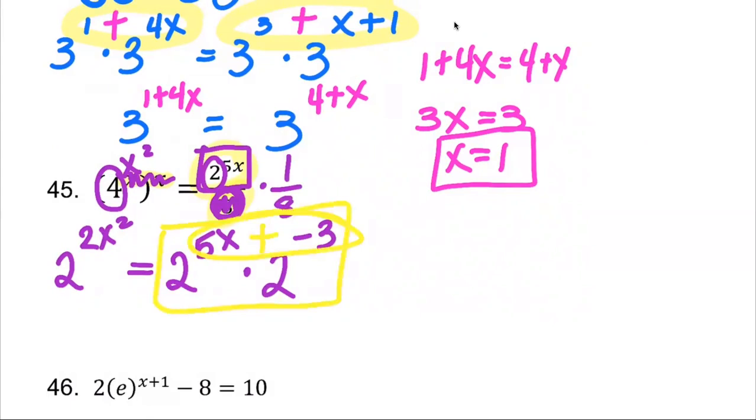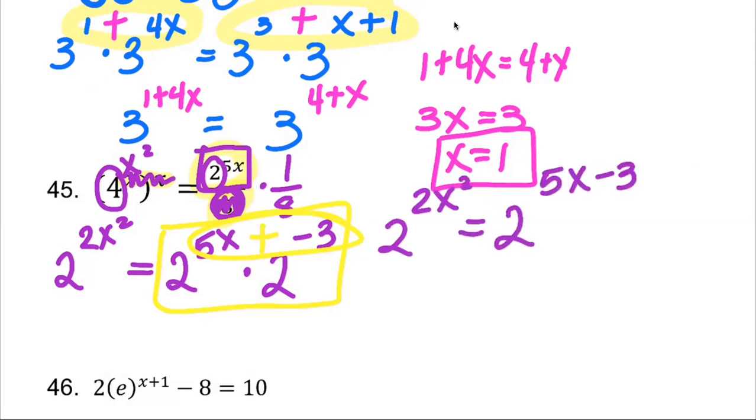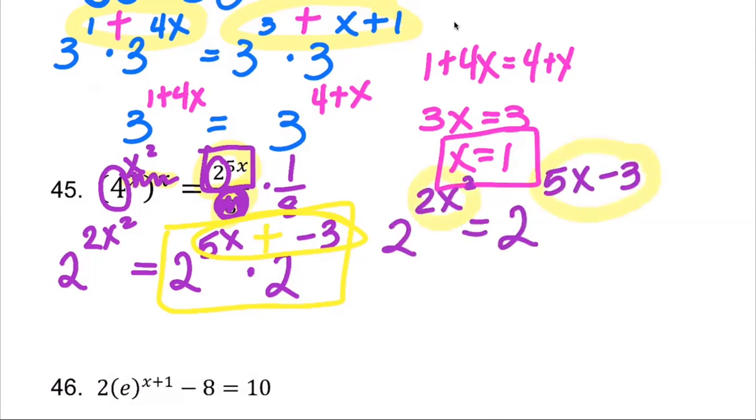So that would end up being 5x minus 3. So I'm going to come over here and say 2 to the 2x squared equals 2 to the 5x minus 3. Now I can set these equal to each other. So I can say 2x squared equals 5x minus 3.